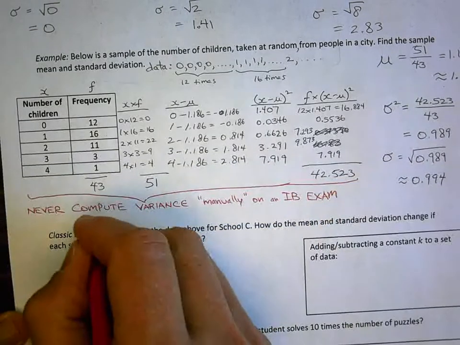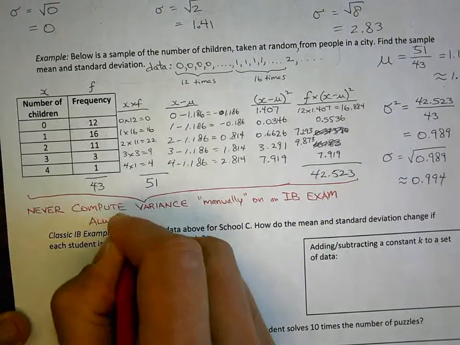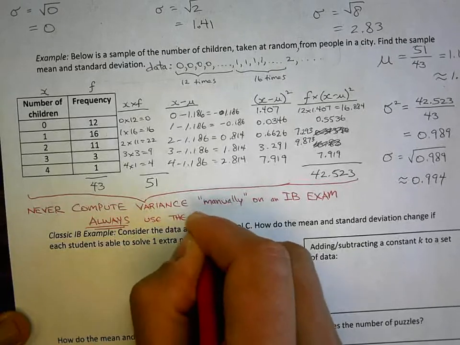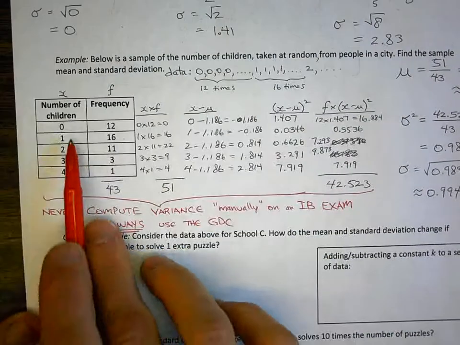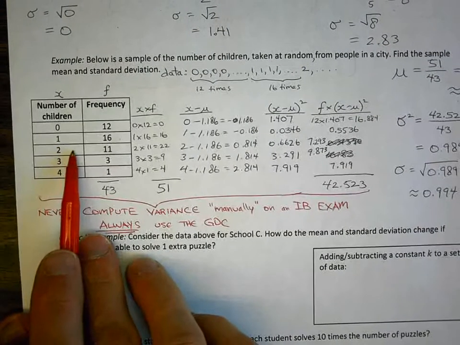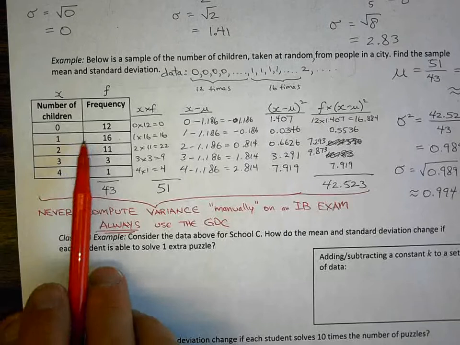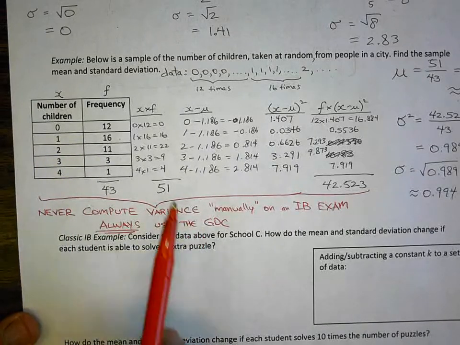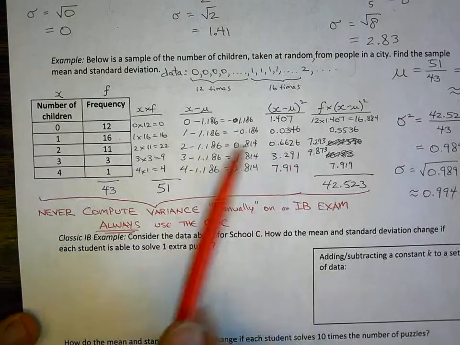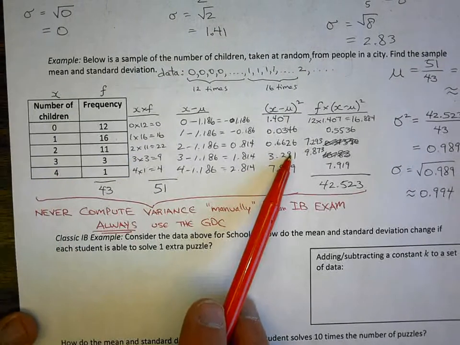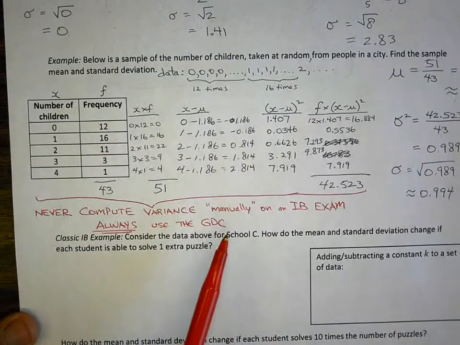You're going to always use the GDC. So did you see what we did here, where I gave you some data and we wanted you to find the variance and standard deviation? If you get an IB exam, you will always use the GDC to do this. You will never do this process. I will get you to do this process once on a quiz just to show me you can do it, but thereafter we'll always use the GDC.